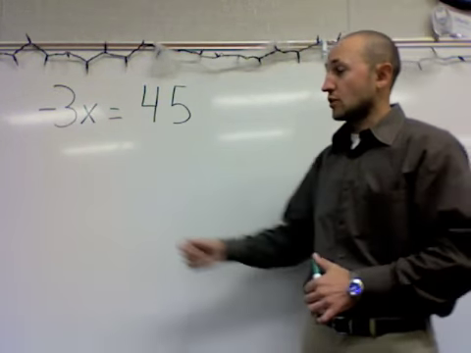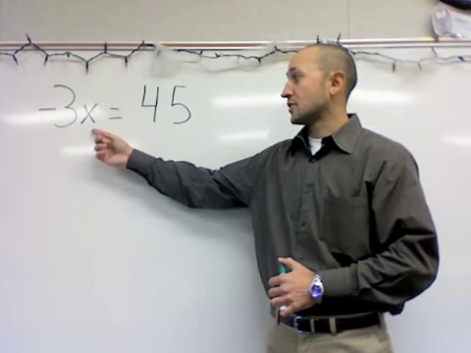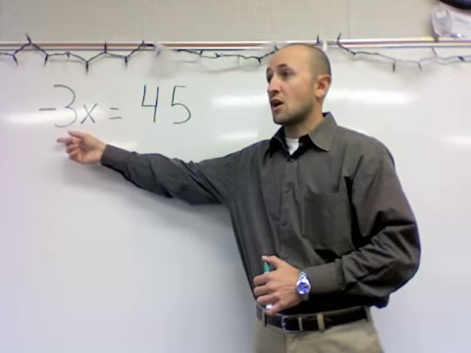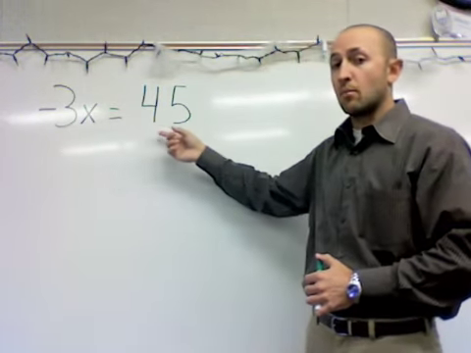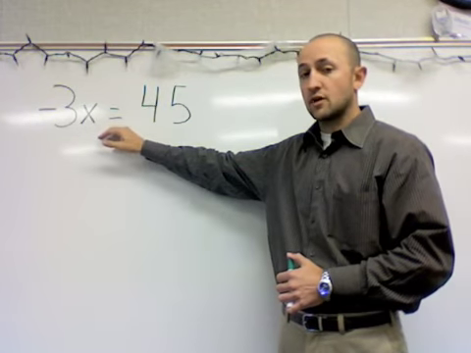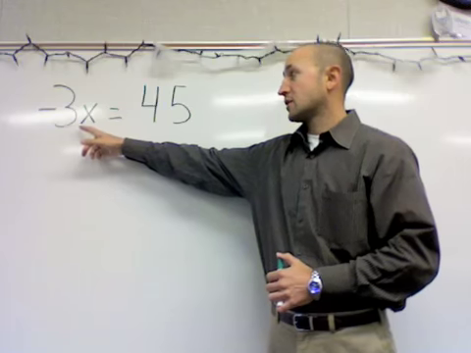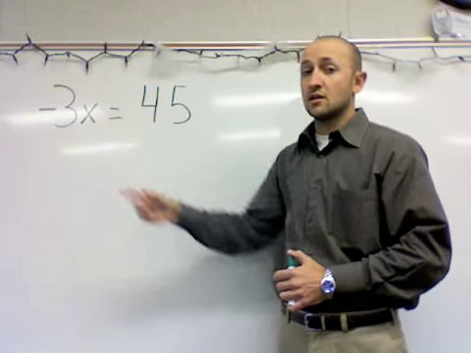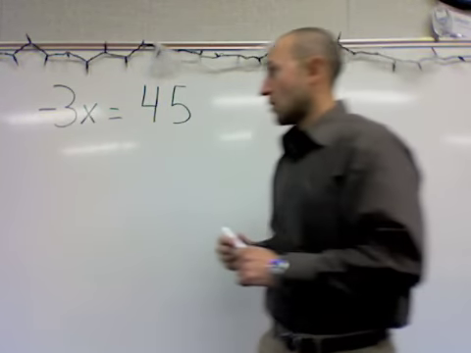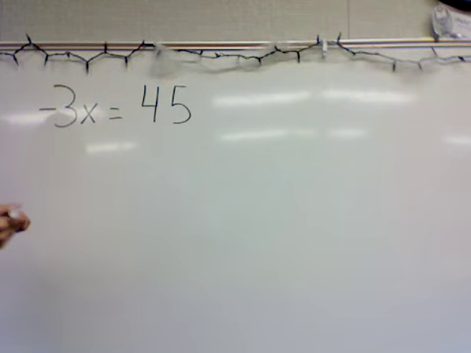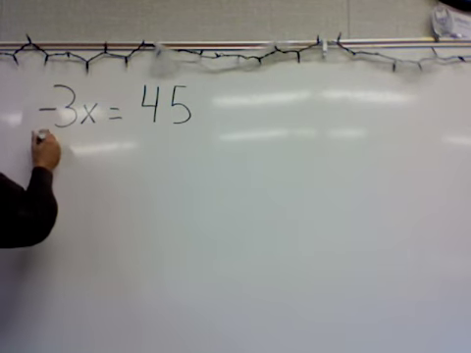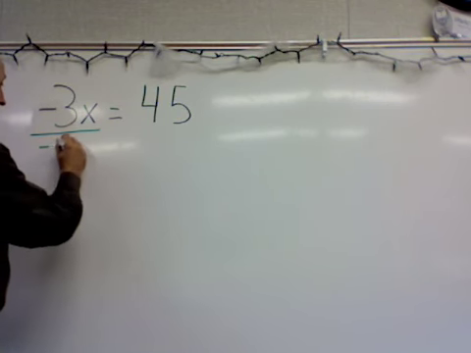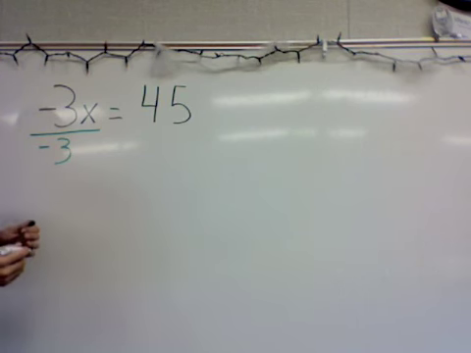So if I look at this equation, I have negative 3 times x is equal to 45. So what I want to do is the opposite operation on both sides of this equal sign. And since it's negative 3 times x, I know that the opposite of multiplying is going to be division. So what I want to do now is divide both sides by this negative 3. So I'm going to put a fraction bar underneath this to show that I'm doing division.